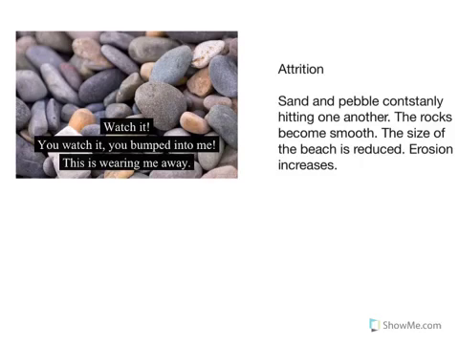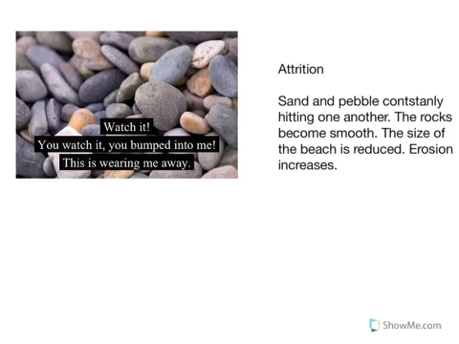Attrition. Sand and pebbles constantly hitting one another. So these rocks are being picked up in the wave and they're being smacked against one another. And the rocks become smooth. And we've all been down the beach and you've all seen rocks that look like this. The only problem is, as they become smooth and smaller and eventually disappear, the size of the beach is reduced. And so, with the material being reduced on the beach, erosion increases.